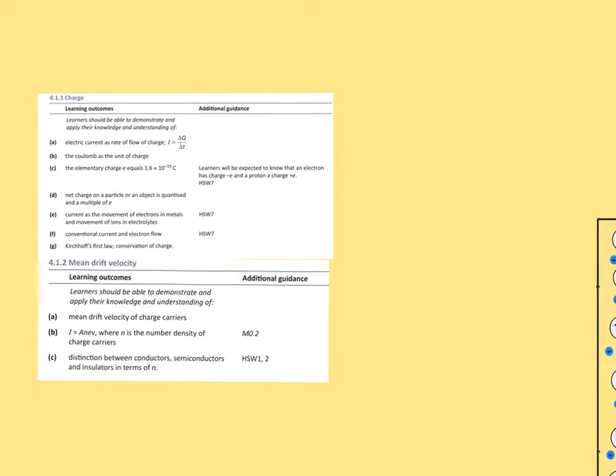These are the learning objectives for chapter 8, and I will go on to link it to the other chapters as well. To start with, it's very important to understand what an electric current is. We have seen that electric current is the rate of flow of charge and is given by the equation shown.